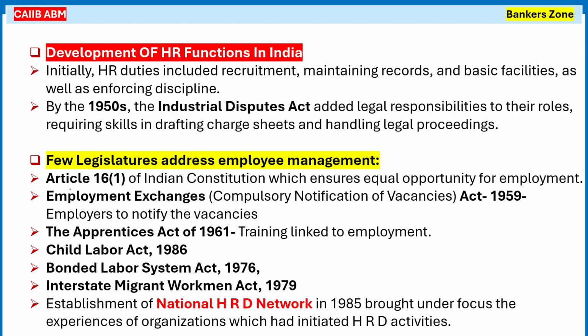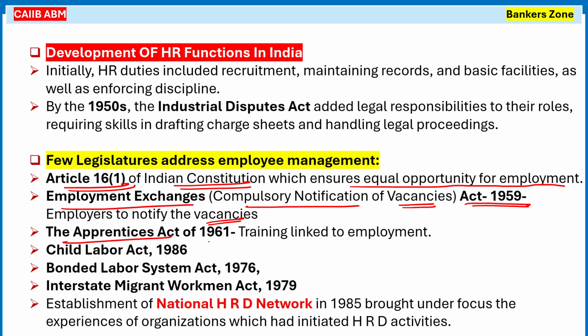Okay, so Article 16 of the Indian Constitution says that equal opportunity must be there for employment. There should not be a discrimination based on anything for the employment. Employment Exchange Act 1959 with respect to the compulsory notification of vacancy means what? If there is a vacancy, the employer must notify that vacancy. Says that Employment Exchange Act.